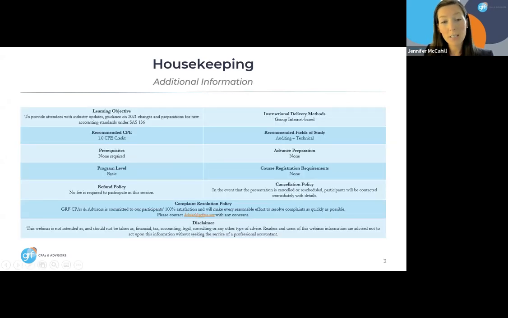Today's learning objectives are to provide attendees with industry updates, guidance on the 2021 changes, and the ability to prepare to implement management's responsibilities under the new SAS 136 standards for those retirement plan audits.